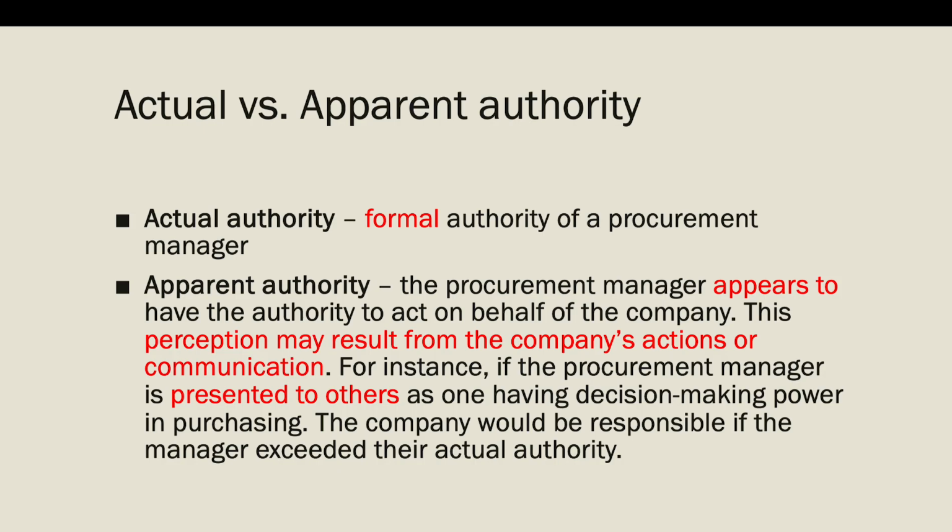A procurement manager appears to have some authority, whereby it seems that the procurement manager can make these types of transactions, purchasing decisions. This perception, which means that the procurement manager appears to have the authority to make purchasing decisions independently, results from the company's actions or communication, whereby a procurement manager is presented to the suppliers or other people such that they believe that the procurement manager can make these decisions, which means procurement related decisions, independently.